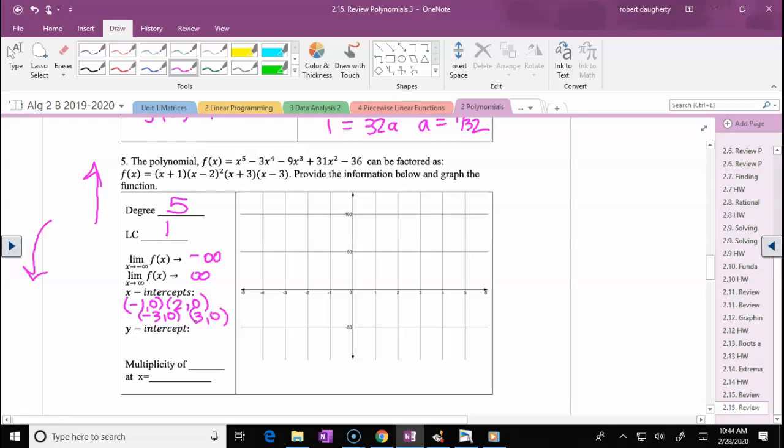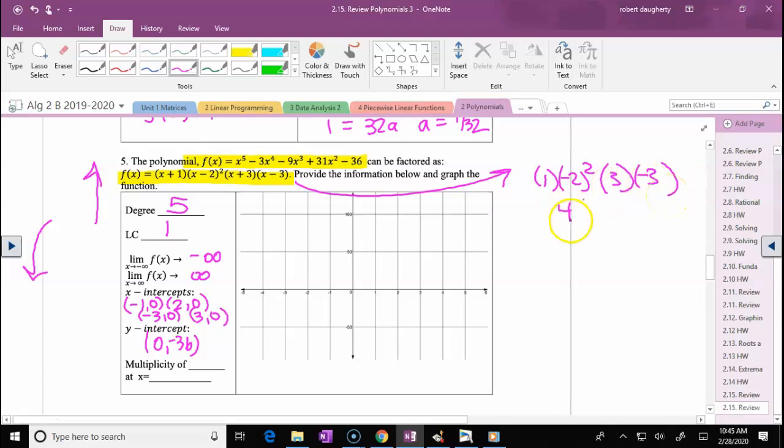What is the y-intercept? When you let x equal 0, the easiest place to do that is right here. When x is 0, that answer is negative 36. So 0, negative 36. You can get the same answer by plugging into here, but it's just more work, okay? If I plugged in a 0 there, I would get 1 times negative 2 squared times 3 times negative 3, and I would hope not to make arithmetic mistakes. This is, what, 4 times negative 9, which is negative 36. So I get to the same number.